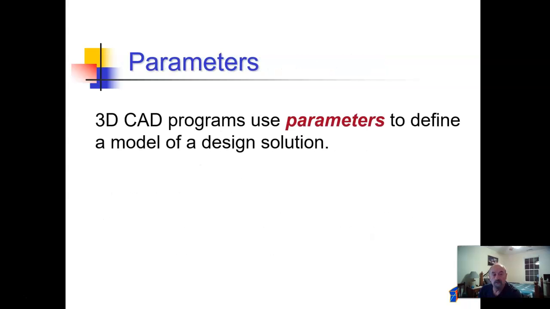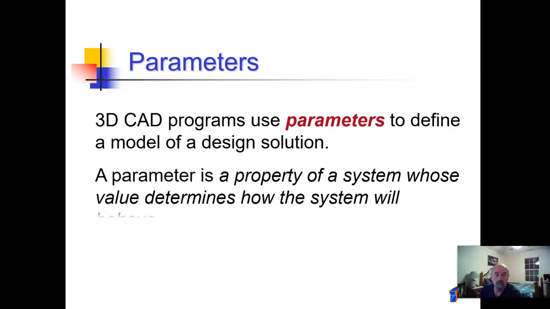3D CAD programs use parameters to define a model of a design solution. Now what would that look like with our parts earlier? We did a width of 0.75. We may have done the height of 2 times 0.75, and we may have done the depth of 3 times 0.75 to create our puzzle parts.